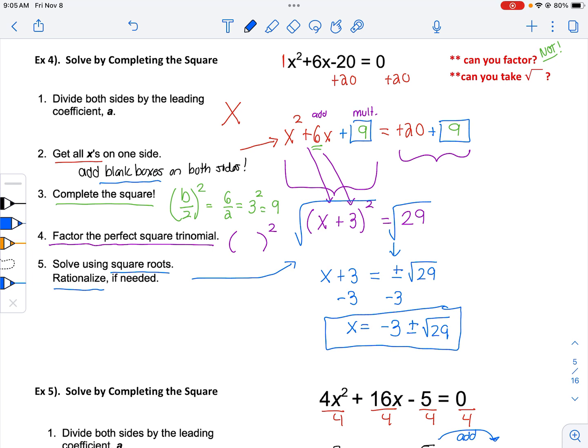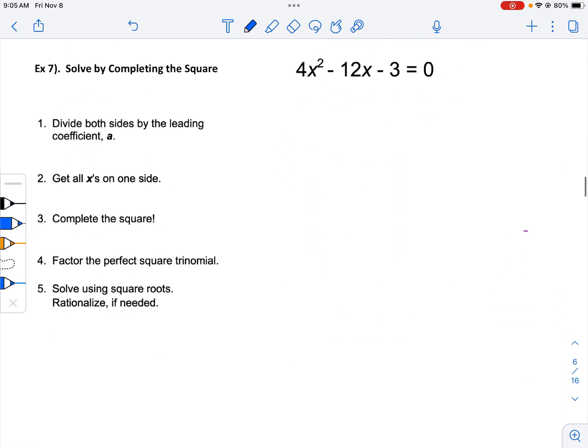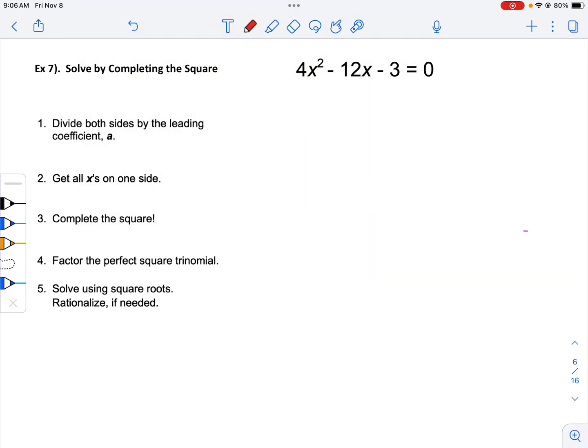Now, that one didn't have any tricky fractions, so let's look at one example where you might have some fractions involved. I'm going to skip down to example 7. Again, these are all in our notes. Okay, example 7, step 1. Again, step 1 says divide both sides by a.